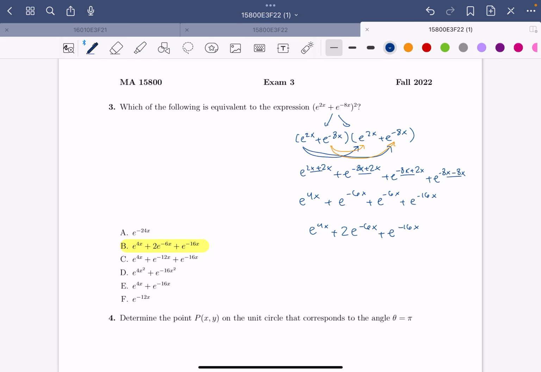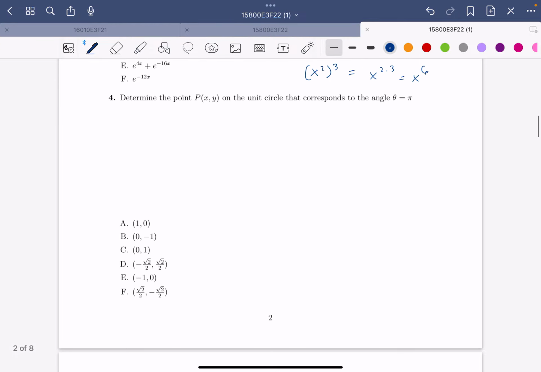When multiplying exponents, like these two, so let's say you have something like x squared times x cubed, you would add these. So that would be x to the 2 plus 3, or x to the fifth. But if you have, let's say, x squared to the cube power, you will multiply, so it would be x to the 2 times 3, which equals x to the 6th. So be careful when you're doing problems that have something to do with exponent multiplication.